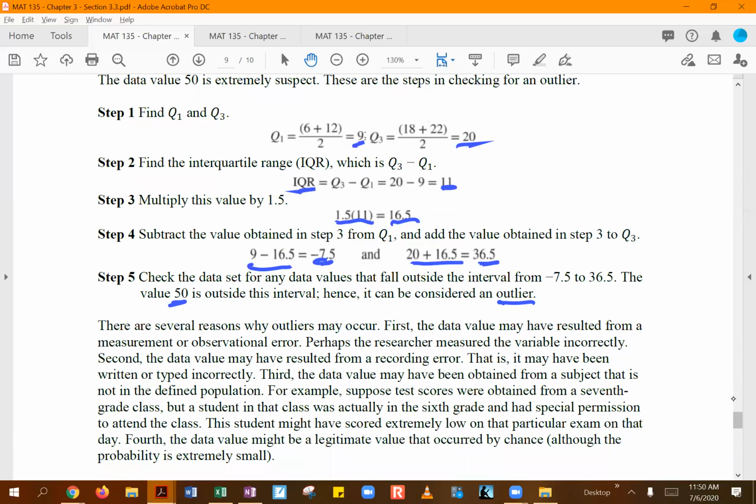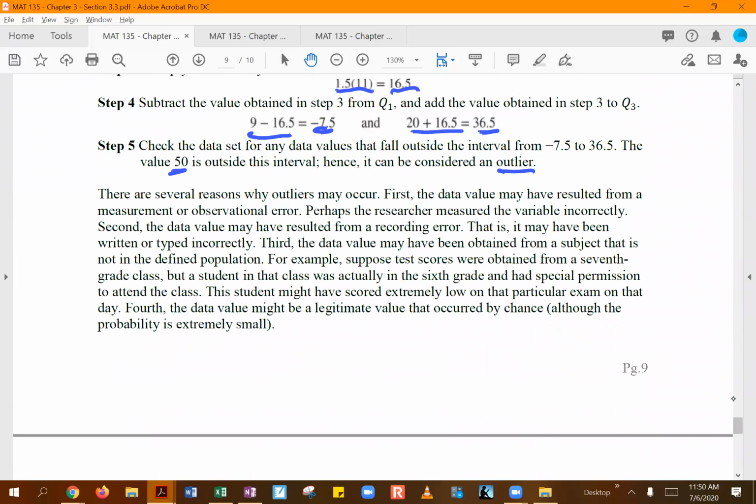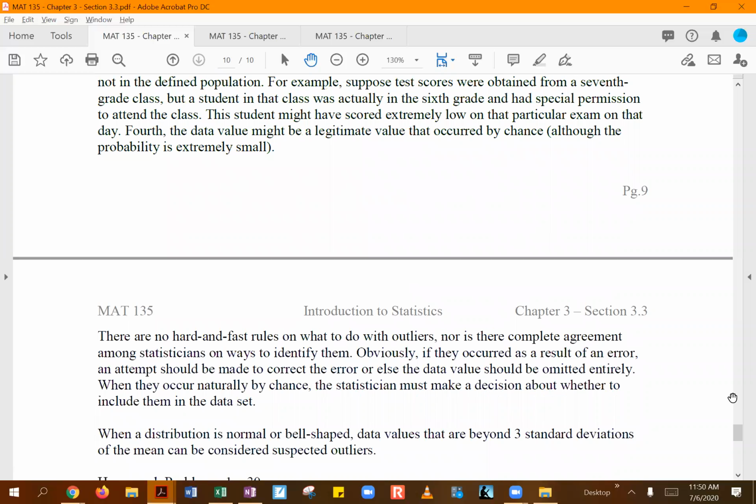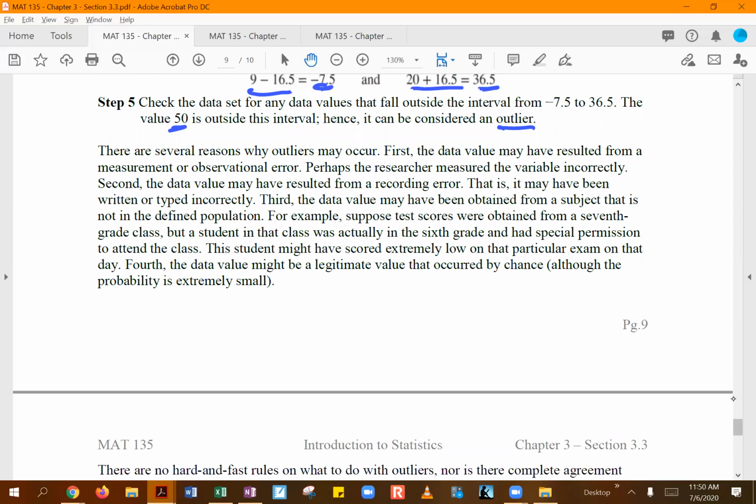And again, we had talked a little bit about outliers in both section 1 and section 2, so you can go back and take a look at that. So before we look at an example, let's go ahead and look at what they're talking about here in these paragraphs. They're saying there are several reasons why outliers may occur.